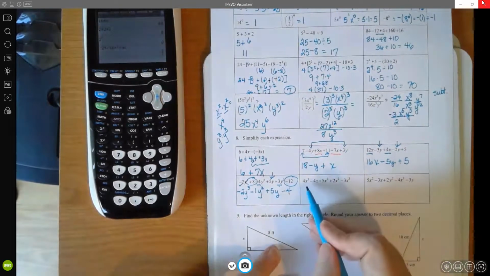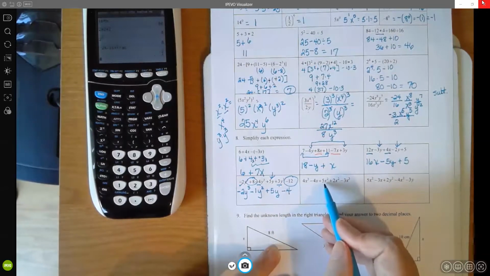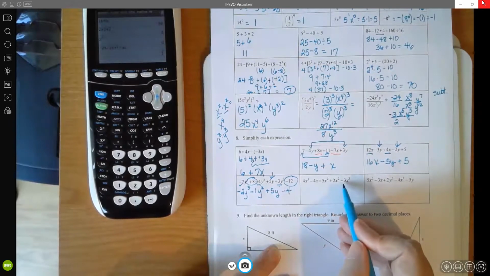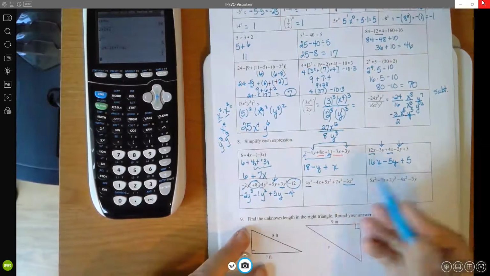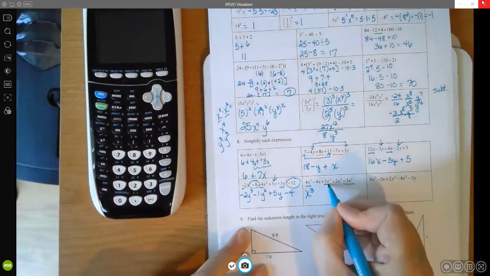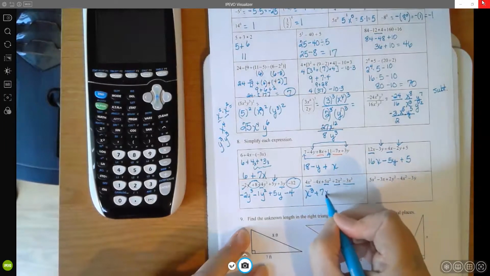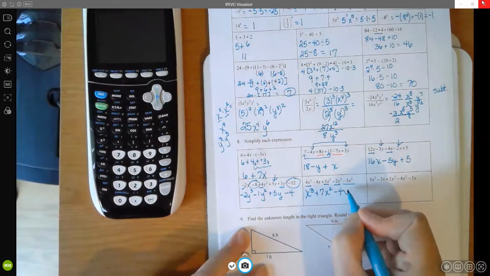Next, 4x to the third minus 4x plus 5x squared plus 2x minus 3x to the third. Starting with the highest power, the 4x to the third minus 3x to the third would be x to the third. Plus 5x squared plus 2x squared gives me plus 7x squared. And that only leaves the minus 4x.